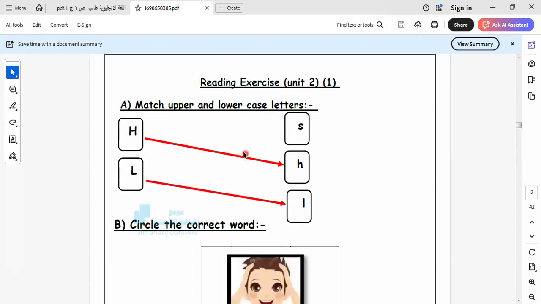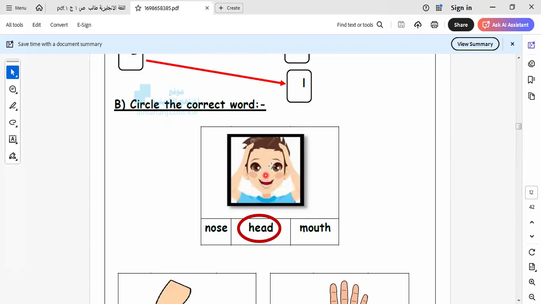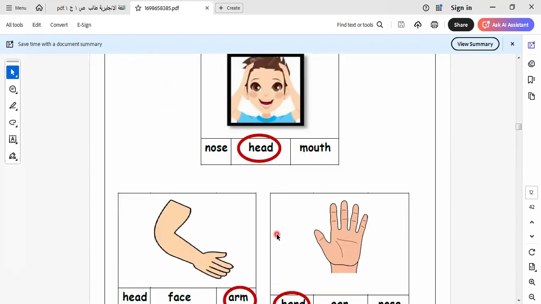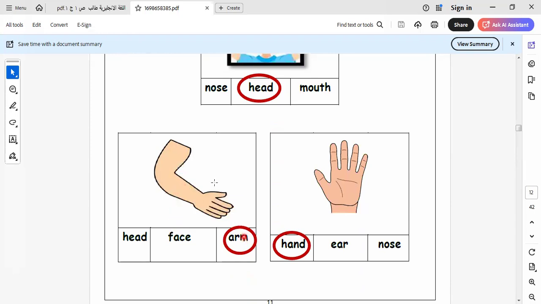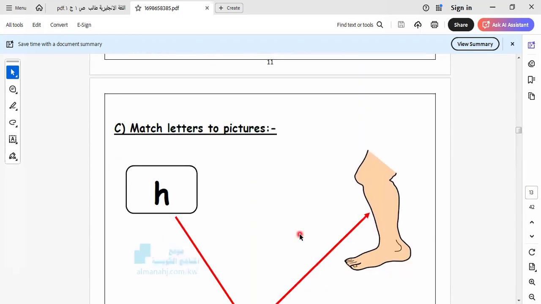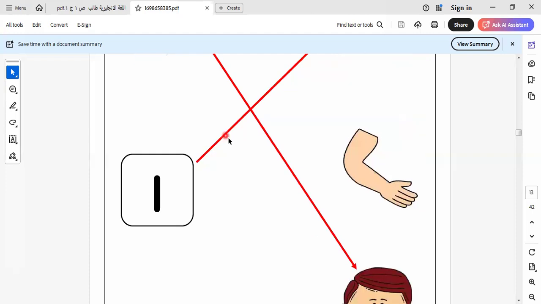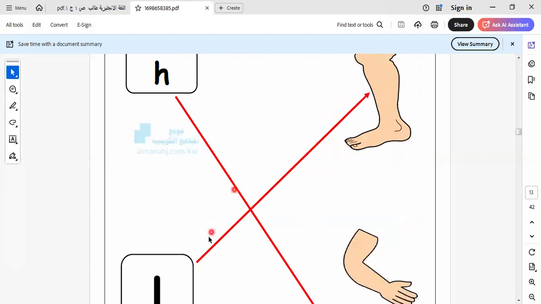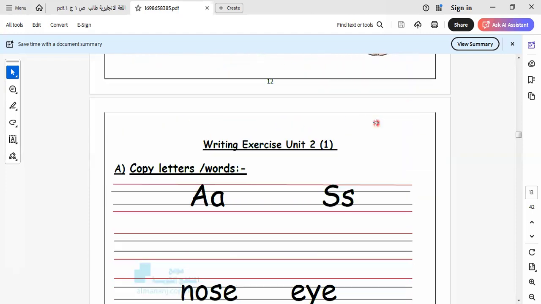Here is an exercise. Let's do it together. Capital H with small h, this one. L with a small l. Here this boy is pointing to his head. This is arm. Here is hand. Here is capital A. Here is head, and here is leg.